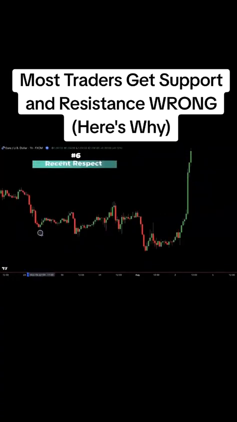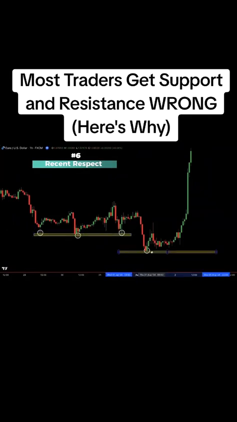Recent respect of the level. Fresh levels are always more relevant than older ones. A level that has been tested recently carries more significance than one formed a long time ago. The market reacts to current conditions, not outdated price action. That's why you should always prioritize the most recent reactions when marking your levels.